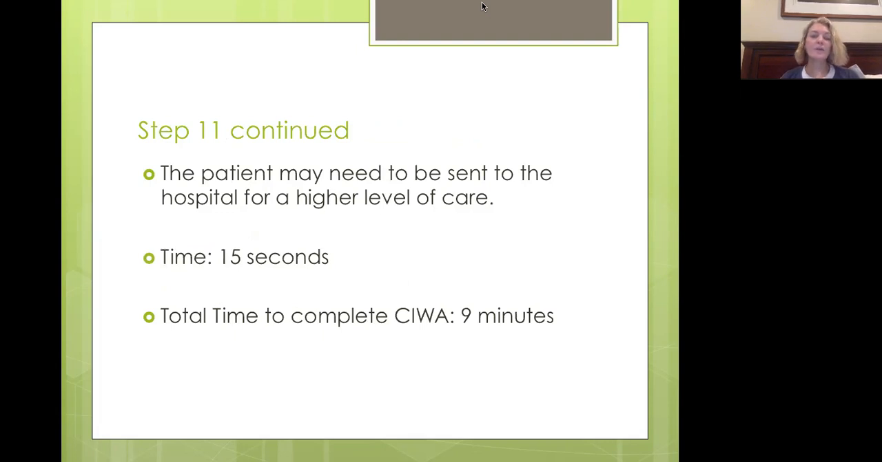And a total time to complete the CIWA is about 9 minutes. You can get it down to 5 to 6 minutes depending on the patient and the history, but it shouldn't be any more than 9 minutes. So not that long.